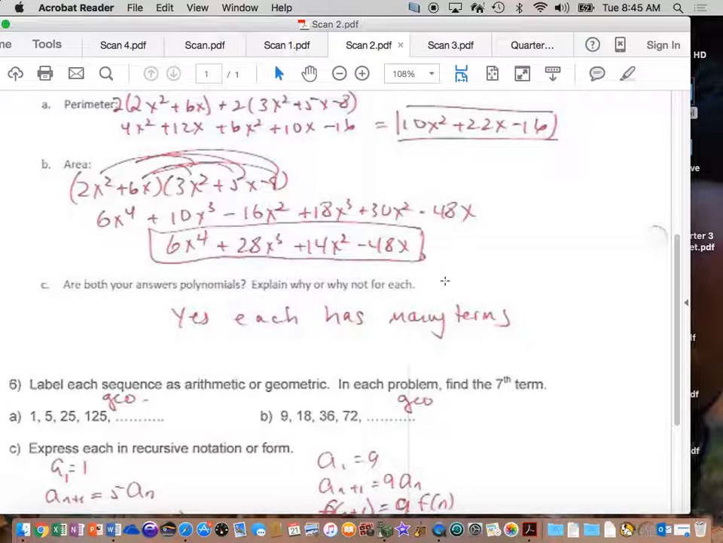Yes? Is a binomial also considered a polynomial? Yes. Because it has more than one thing? Yes.